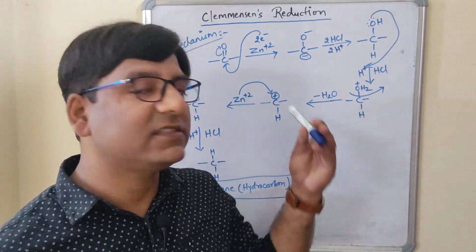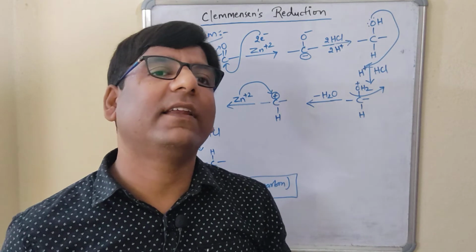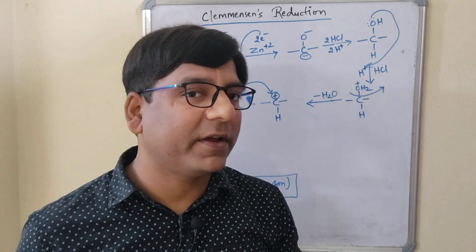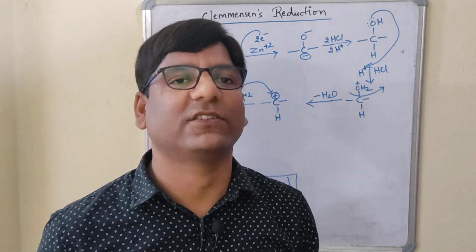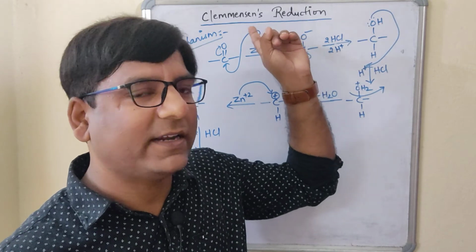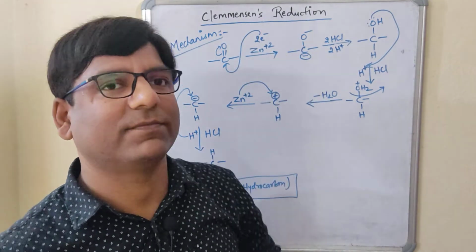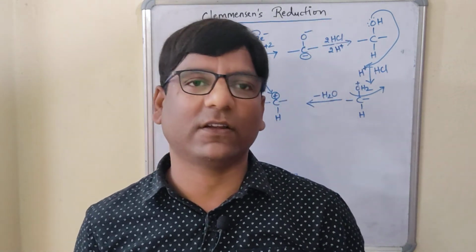So this is the role of this zinc amalgam. Collectively I am saying zinc amalgam is increasing the surface area by lowering the activation energy, and thus it is enhancing the rate of reaction. Rate of reaction means I am talking about this Clemmensen reduction. Okay, so it is increasing the rate of this reaction. Okay, so I hope it is very much clear to you, students, this Clemmensen reduction reaction.